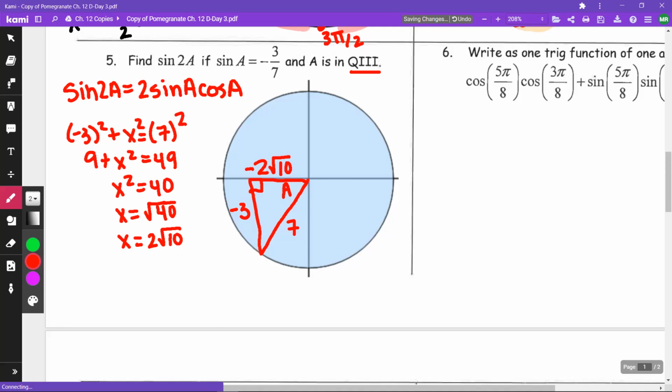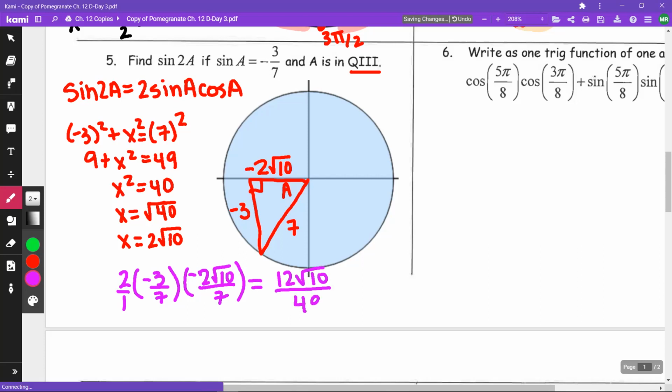So now when they want me to find sine of 2a, I am going to take 2 times my sine, which is -3/7, times my cosine, which is -2 root 10 over 7. And when I multiply that out, this 2 is really a 2 over 1. So I have a 2 times a -3, which is a -6, times a -2, which is a +12, root 10 over 49. And that's our answer.